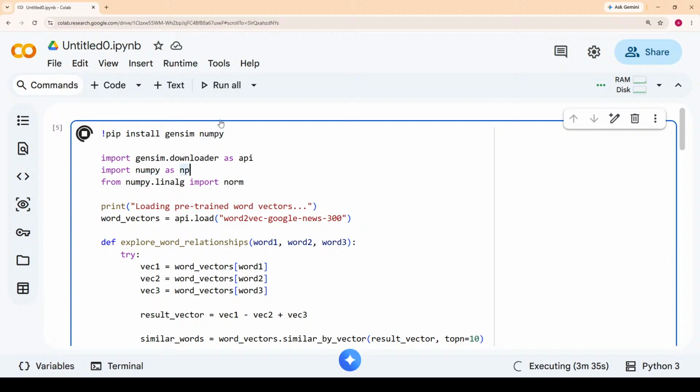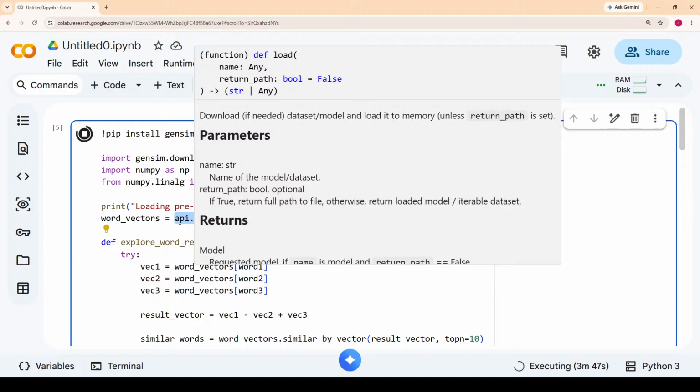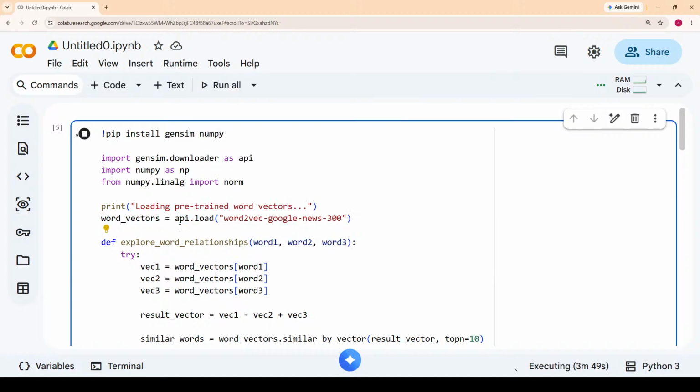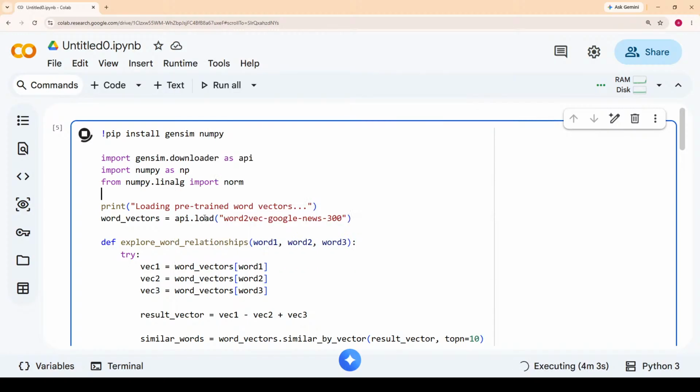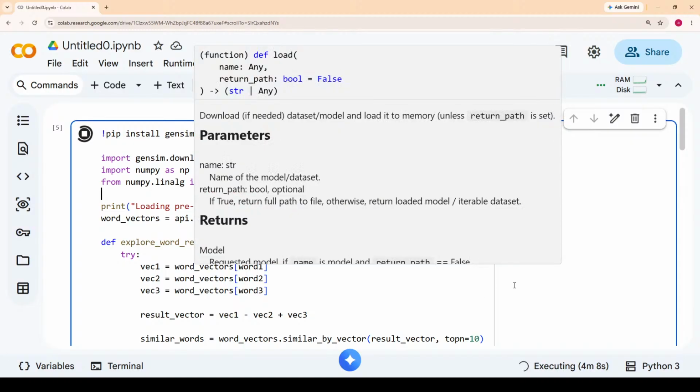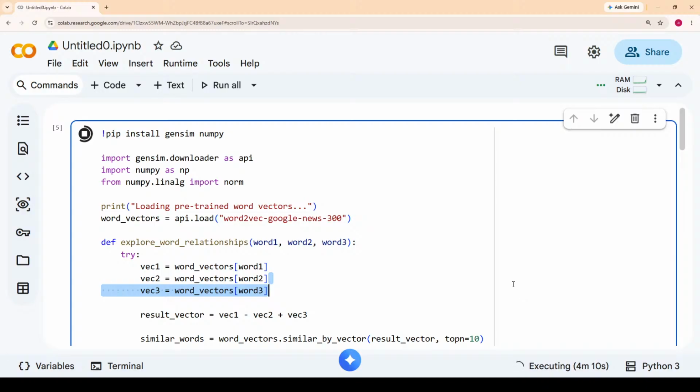Next, in this program we have used api.load. What is the use of this? What does api.load do? This can be asked in the exam, right? It loads the pre-trained word2vec model. That means it downloads and loads the pre-trained word2vec model.